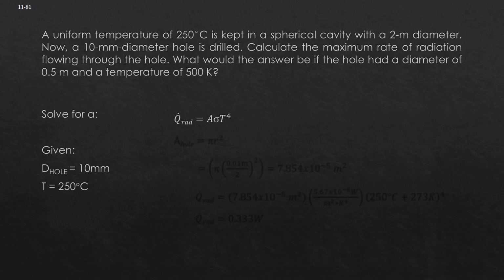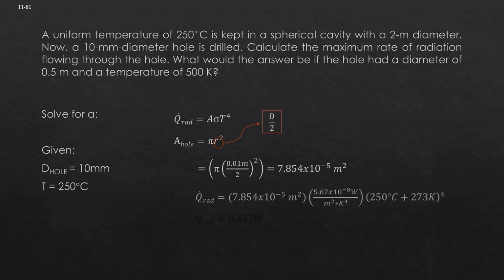Note that the area of the hole is equal to pi times the radius squared, and the radius is equal to diameter over 2. Now, calculating our area, we will get pi times our diameter, which is 10 millimeters, also equal to 0.01 in meters, over 2 squared. We will get 7.854 times 10 raised to negative 5 square meters.